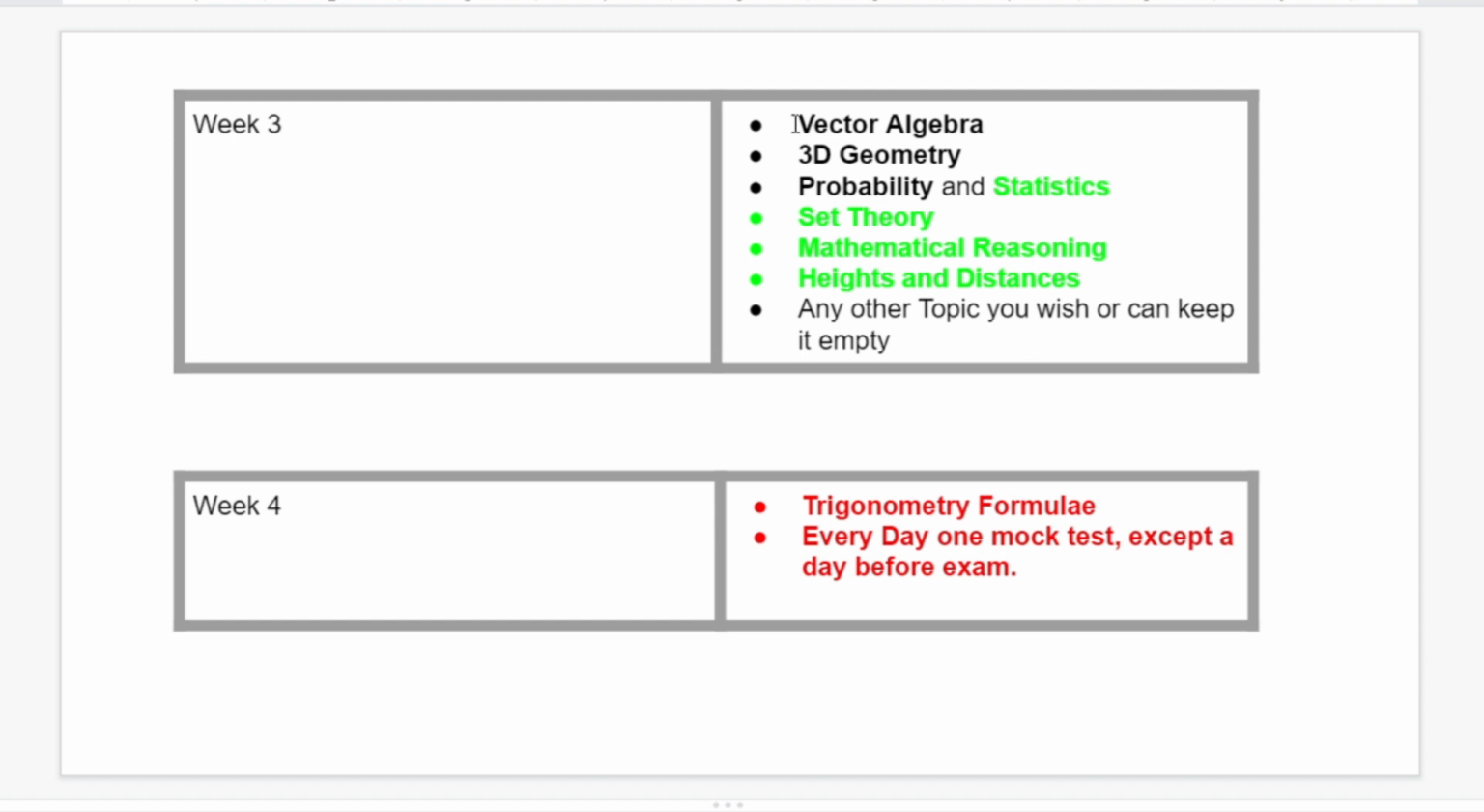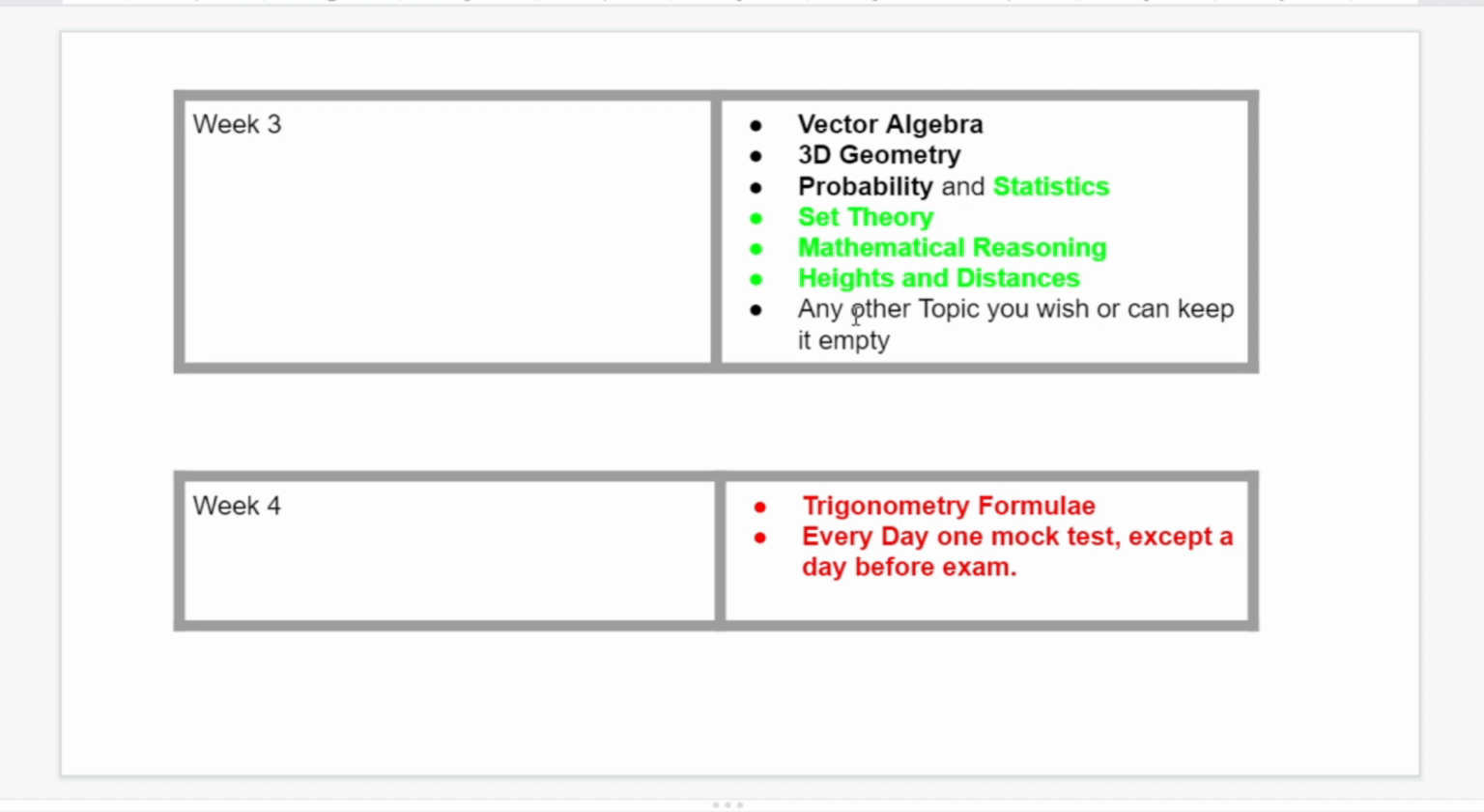Probability also usually comes in the last parts of the CBSE syllabus, and of course statistics, set theory, mathematical reasoning, heights and distances. These are all JEE Mains specific topics. You have to master them at the last, so that you remember most of them while doing your mock tests. If we remember them the most, and questions obviously will come from them, we can definitely solve them easily during our JEE Mains examination.